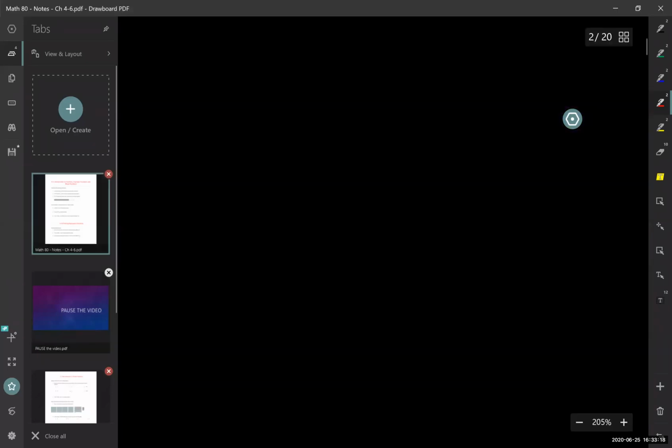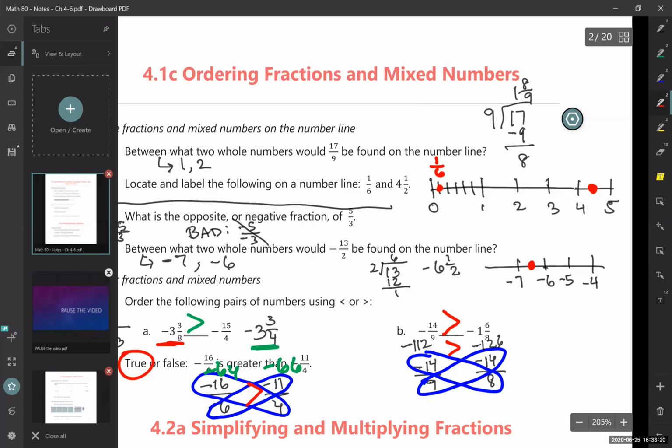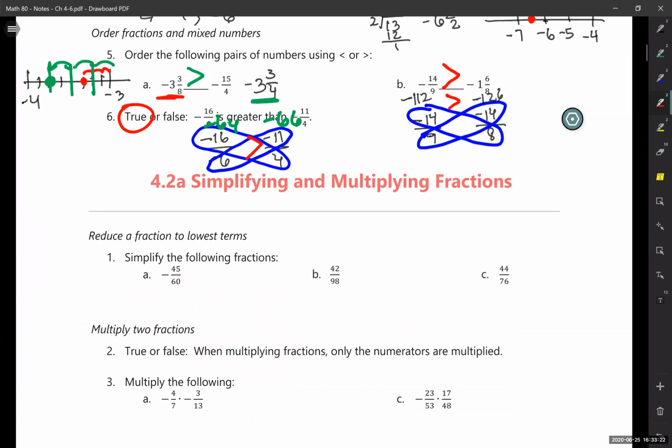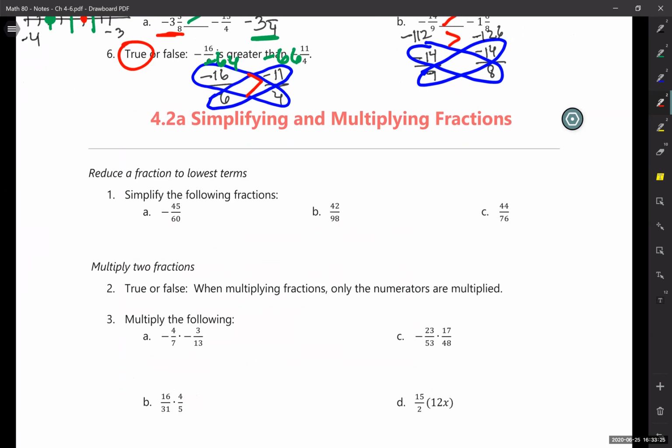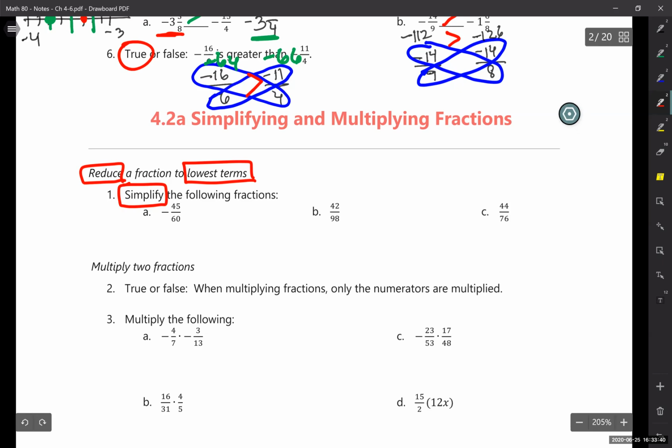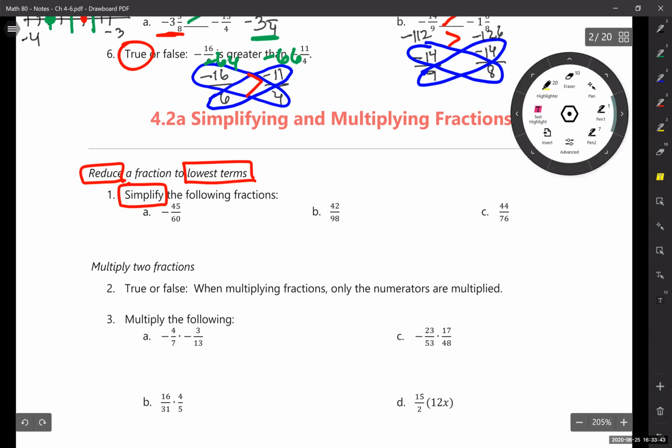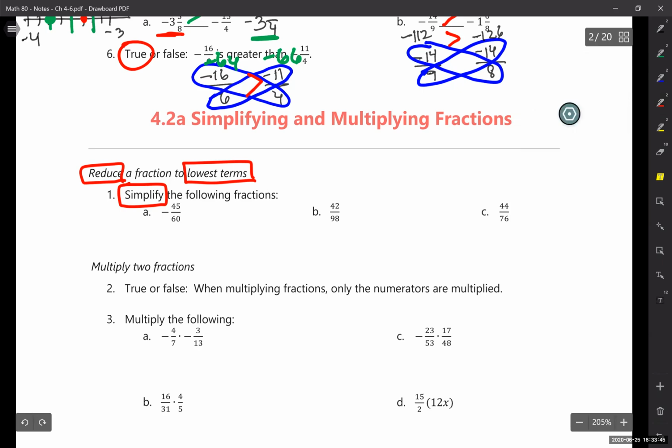So let's look at 4.2, simplifying and multiplying fractions. So I noticed in the instructions, it's saying to reduce the fractions to the lowest terms. That's one way it's written. Or next to the number 1, it says to simplify. I'll reduce. So all of those words I put in the box mean the same thing, and you're going to see them used interchangeably throughout this section and the homework and whatnot. But the key is we always want to reduce our fractions.